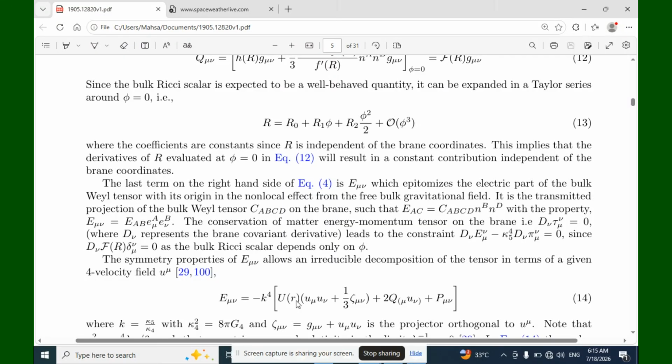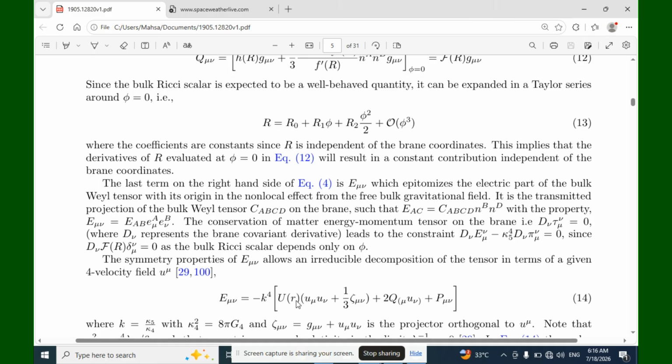The last term on the right hand side of equation 4 is the E_μν, which epitomizes the electric part of the bulk Weyl tensor, with its origin, the non-local effect from the free bulk gravitational field, being the transmitted projection of the bulk Weyl tensor C_IBCD on the brane, such that E_IC is equal to C_IBCD n^B n^D, with the property E_μν is equal to E_IB E_μ^R E_ν^B.